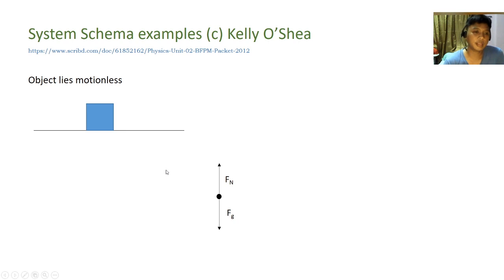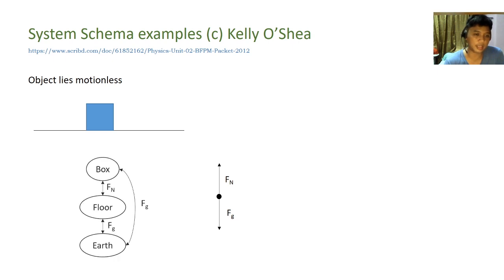So before we can create a system schema, we need to figure out what the objects are in our pictorial representation. Of course, there is a box, and then there is a floor, and wherever there is gravity, you have to include the Earth as one of the objects. And what are the forces involved? Well, there must be a normal force and a gravitational force. But let's see what that system schema looks like.